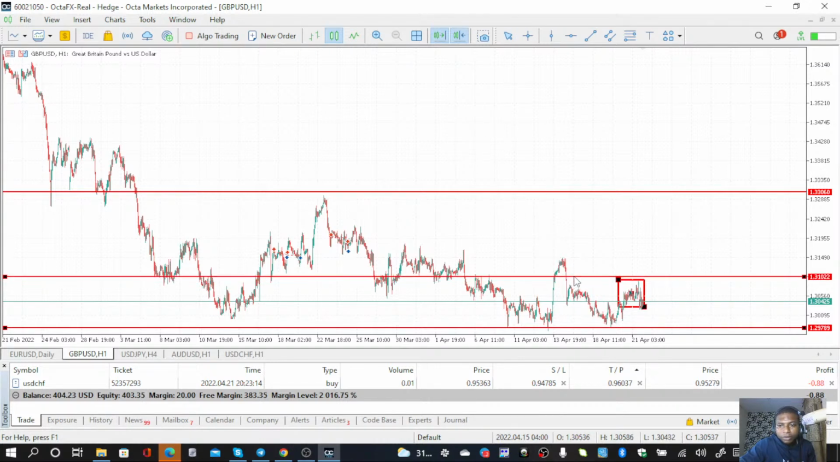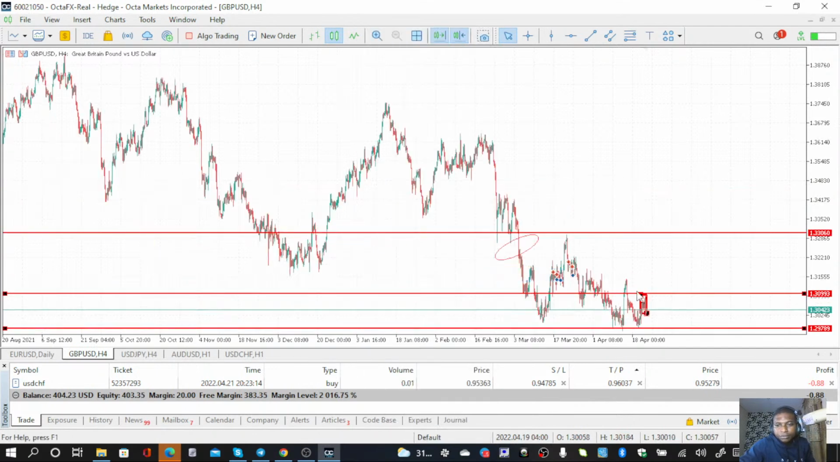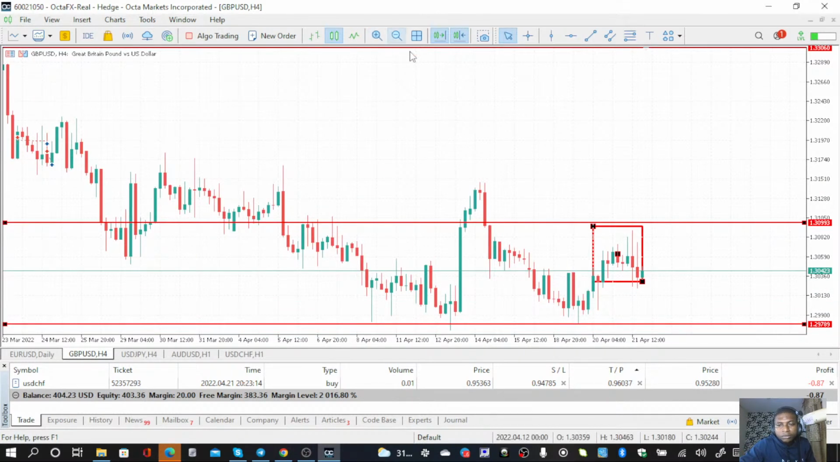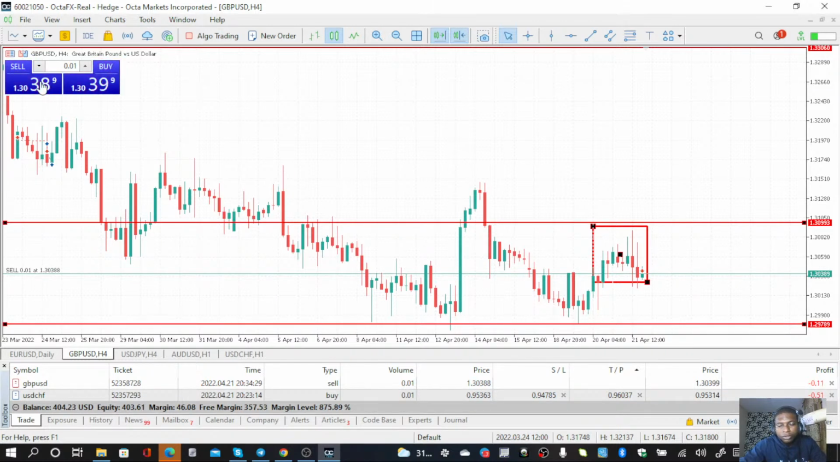Okay, I'm coming at the next resistance level here on the 4 hours time frame. Okay, good. So we place a sell here and we set our stop loss and take profit.